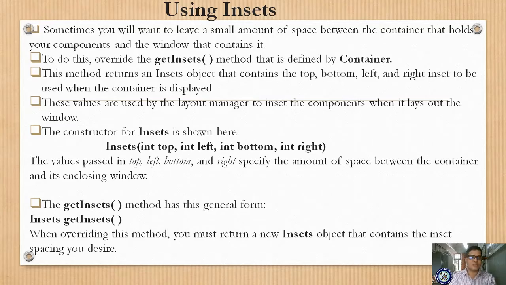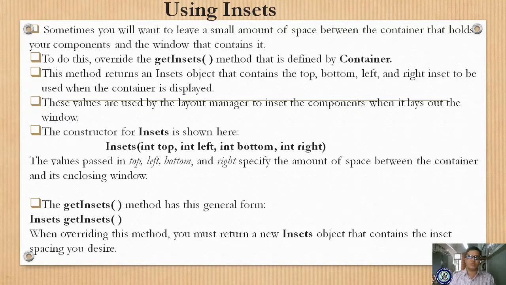These values are used by the layout manager to inset the components when it lays out the window. So what are the values? Top, bottom, left and right. According to whatever you have set, the layout manager insets the components when it arranges them in the window. Layout means arranging.